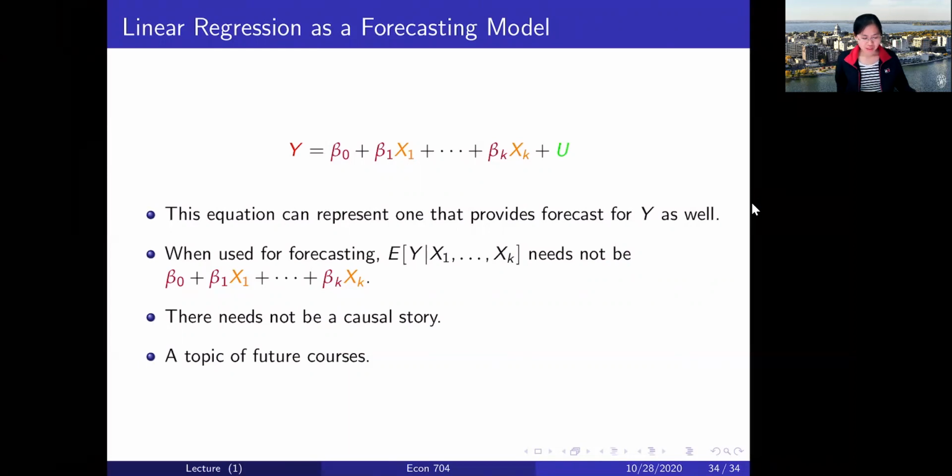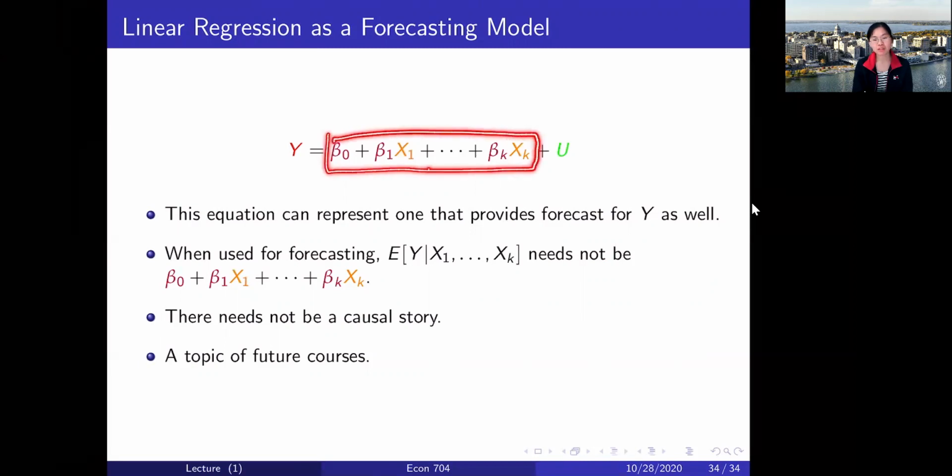Now we have talked about two purposes of the linear regression model. Remember, the third purpose of the linear regression model is forecasting. Linear regression model is a very commonly used model for forecasting. For forecasting, you simply use this function as a forecast for future values of y. And often you're going to need to put in estimated values for the beta. You use the estimated version of this equation as forecast for future values of y.